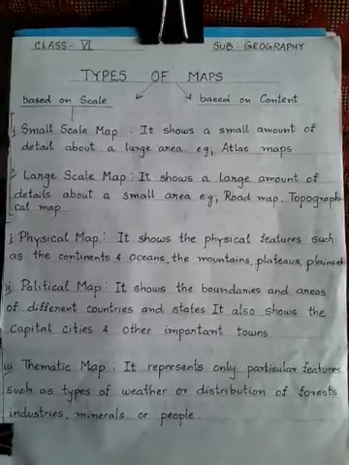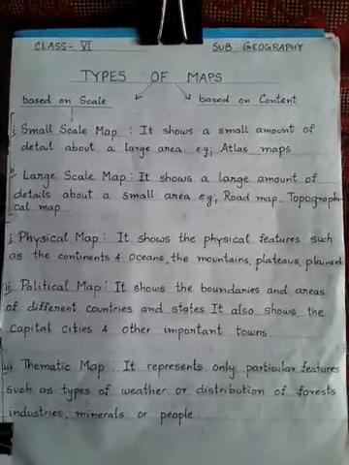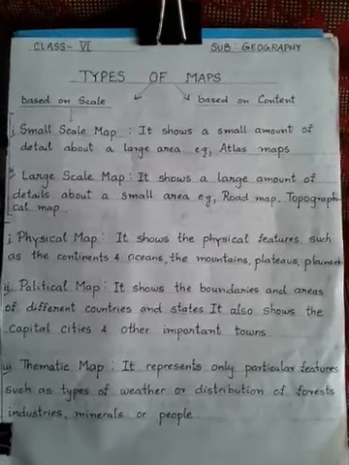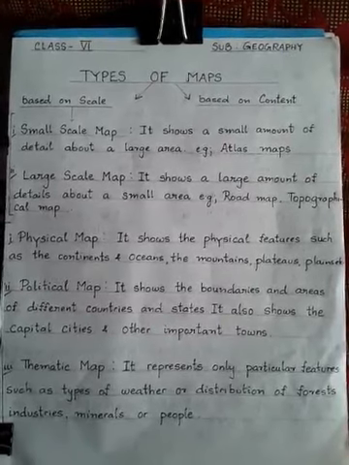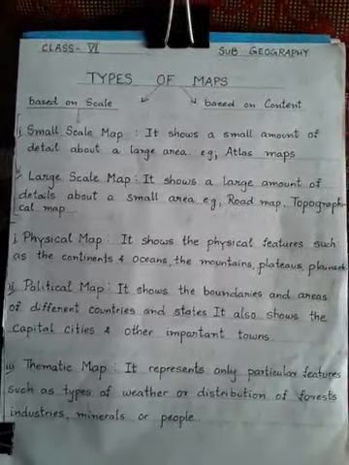Thematic map, it represents only particular features. It can be a weather map, it can be a map which is showing the distribution of forest, minerals, industries, or the population distribution.